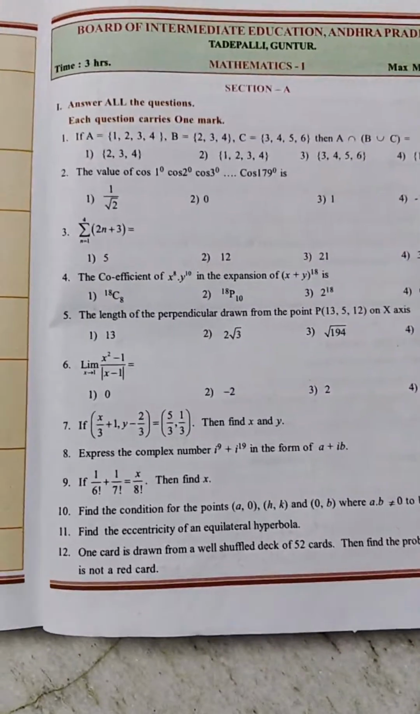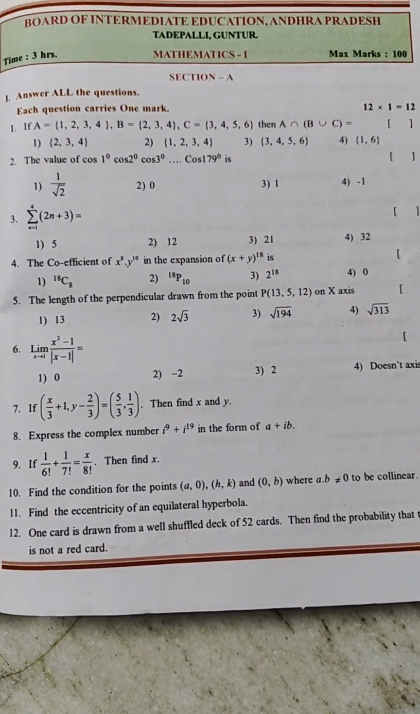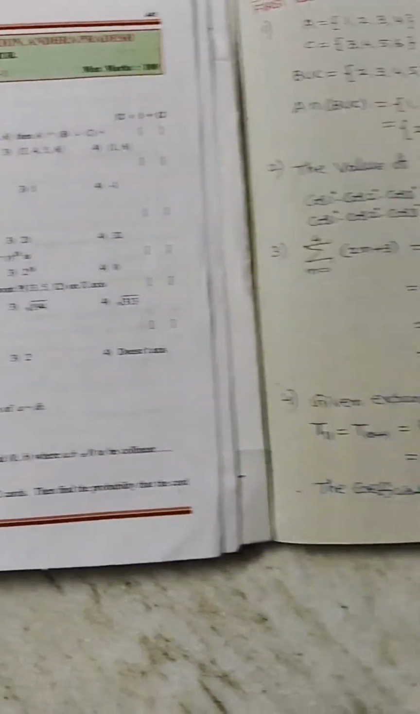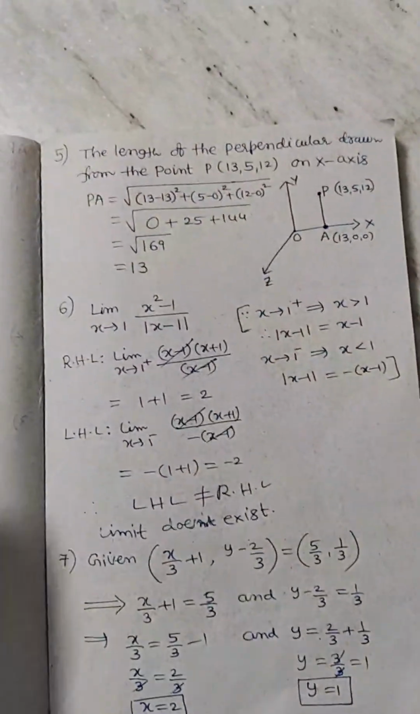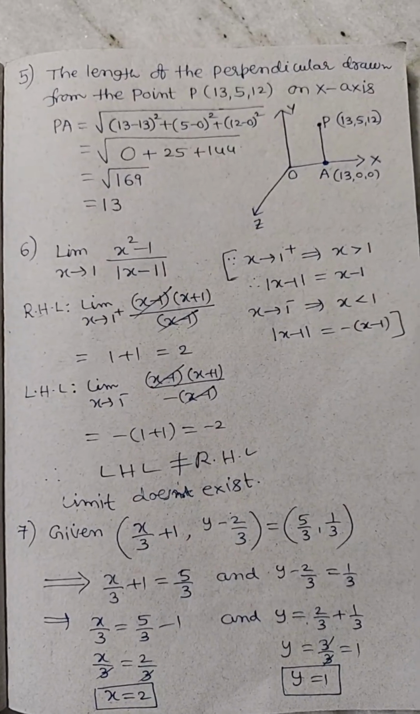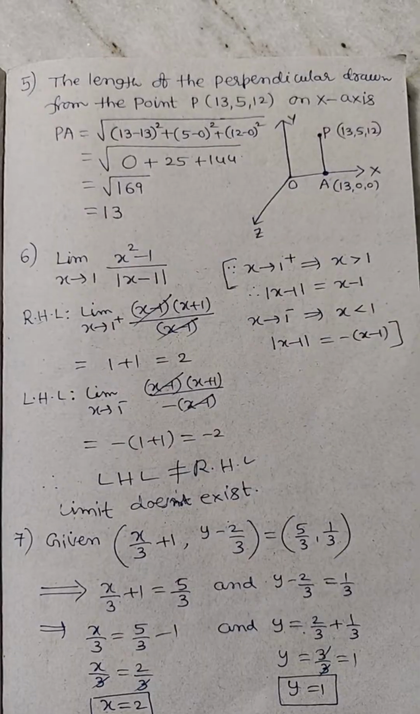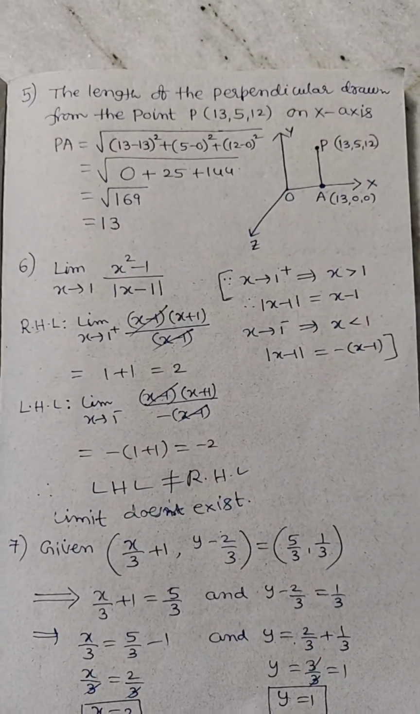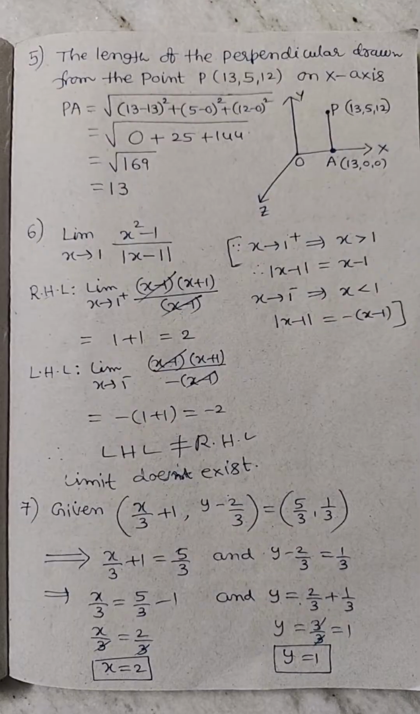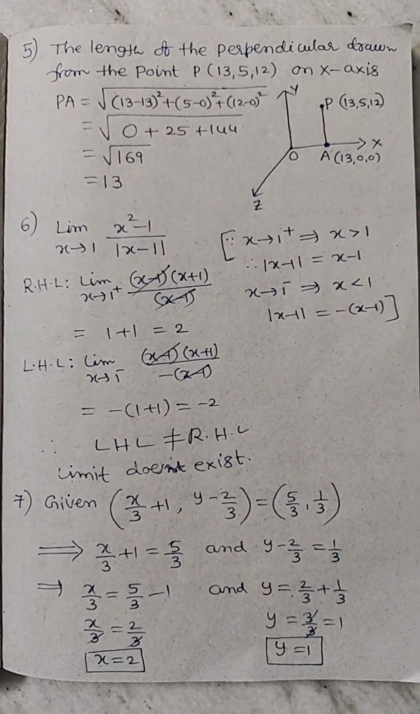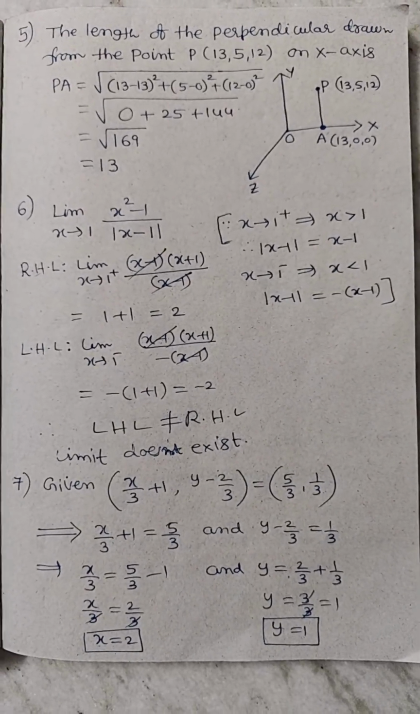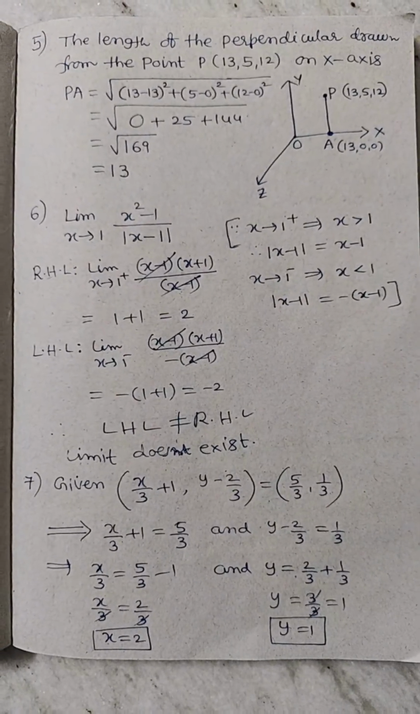Now question number 5 is the length of perpendicular drawn from the point P of 13, 5, 12 on x-axis. So here we will discuss the length of perpendicular drawn from the point P of 13, 5, 12 on x-axis. So observe the figure carefully, dear students. So x-axis, y-axis and z-axis. Meeting point is origin. So P of 13, 5, 12, we know that on x-axis y and z coordinates are 0. So therefore x coordinate length intercept is given as 13 and y and z values are 0.